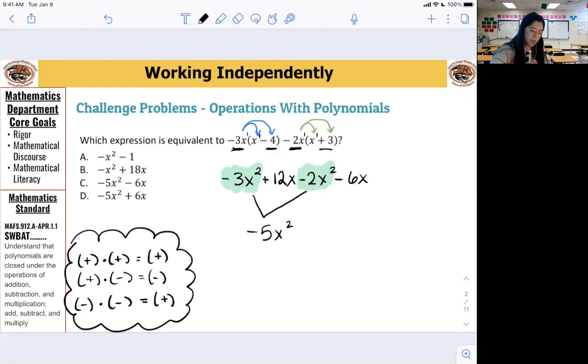x squared. And then on the other hand, I have positive 12 and negative 6. So in other words, I have 12 minus 6. What do I get? 6, positive 6. So answer choice D.